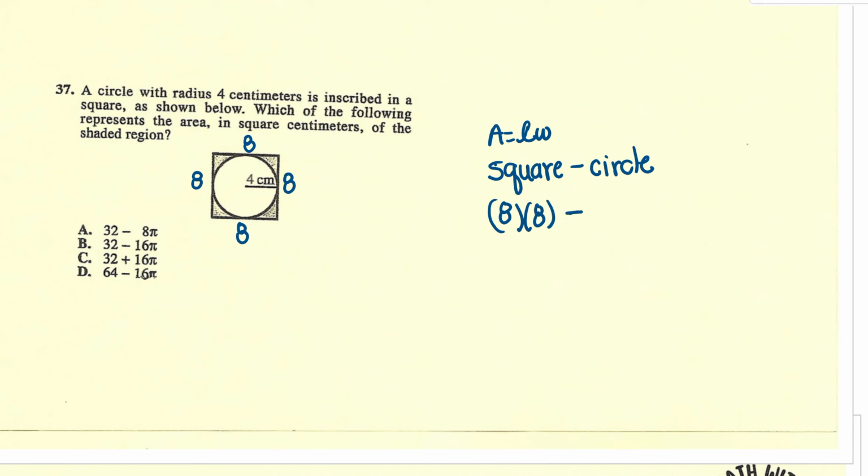Minus the area of the circle, which is pi times the radius, 4, squared. So 8 times 8 is 64 minus 16 pi. And notice they left it in pi form, which is just 64 minus 16 pi.